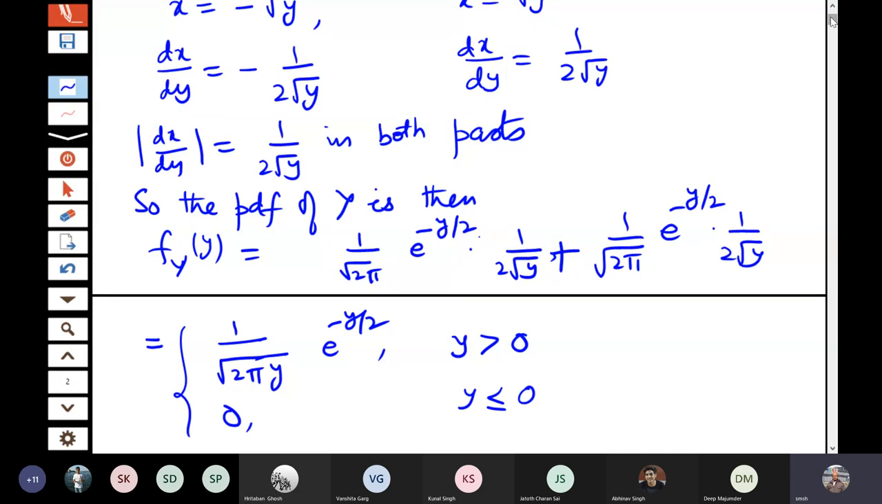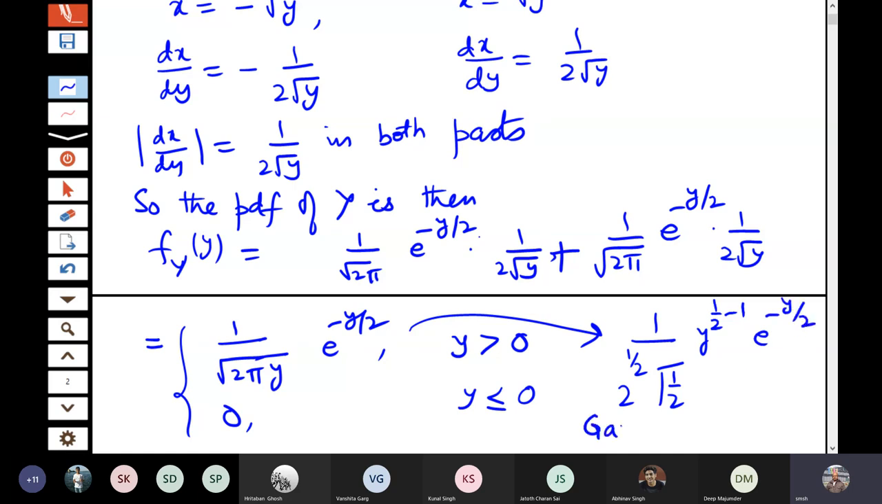Is that okay? Do you follow this calculation? If X follows normal 0, 1, then Y, that is X square, follows this distribution. And in fact, you can identify this. It is 1 by 2 to the power half gamma half, y to the power 1 by 2 minus 1, e to the power minus y by 2, which is nothing but a gamma distribution with r equal to half and lambda also half.